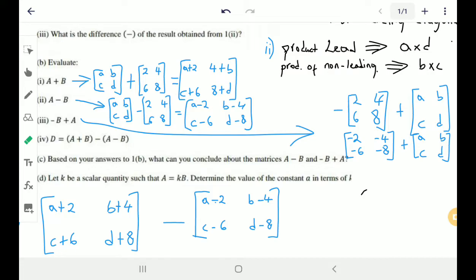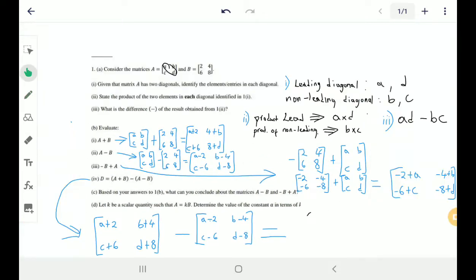Now it's time for us. What do we get as a final result? Remember, if you're subtracting these, what will you end up with? So subtract a from a, that would cancel, and this would be 2 minus a negative 2. So that is like adding.